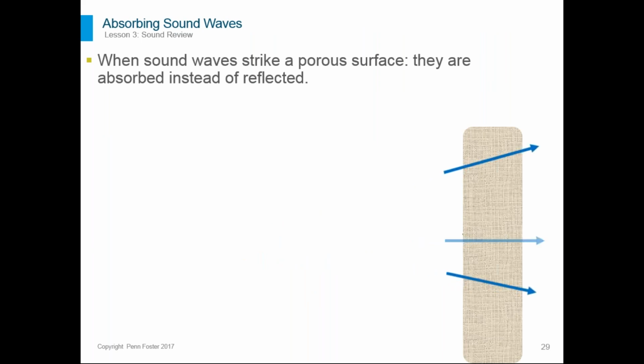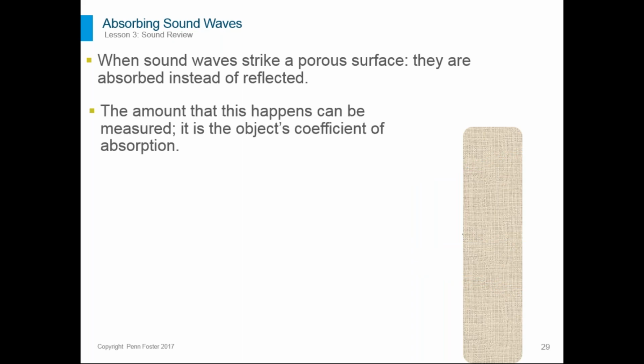So we're talking about reflection, but also sound waves can be absorbed by a porous surface. So that means a surface that has a lot of holes in it. And the amount that happens is different for different materials. So some materials absorb sound really well. They absorb a high percentage of the sound that hits them. Other materials are not, and they absorb a lower percentage.